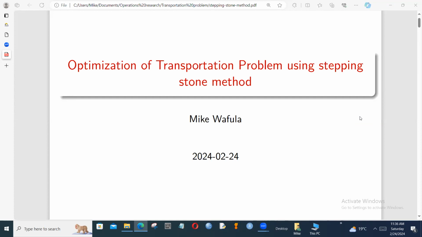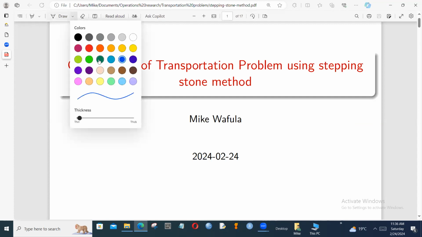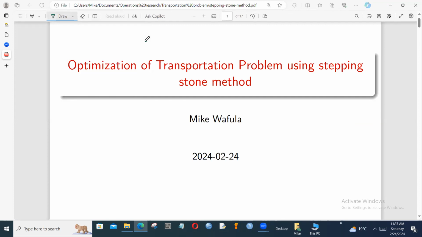So today we are looking at optimization of transportation problem, but using the technique of stepping stone method. We have already looked at how we can carry out optimization of transportation problem using MODI method in our previous discussion.